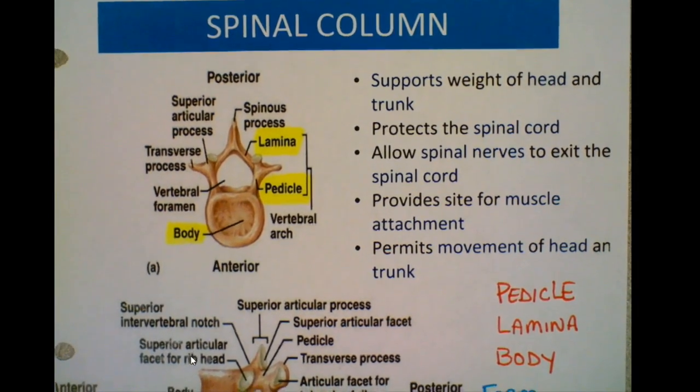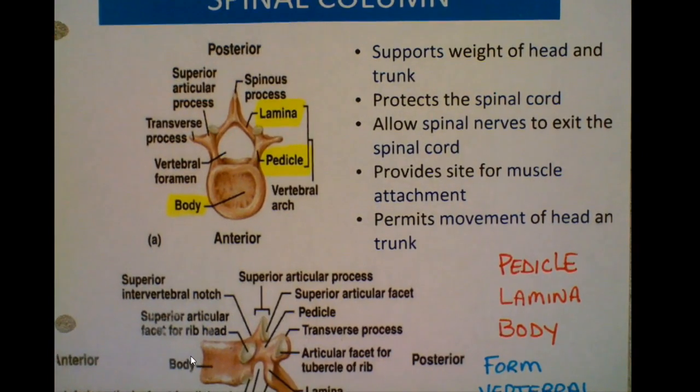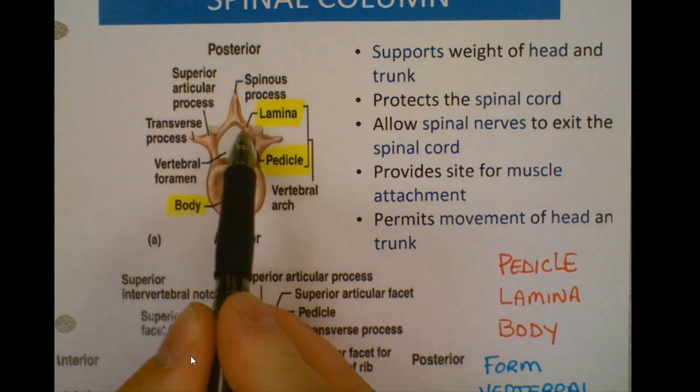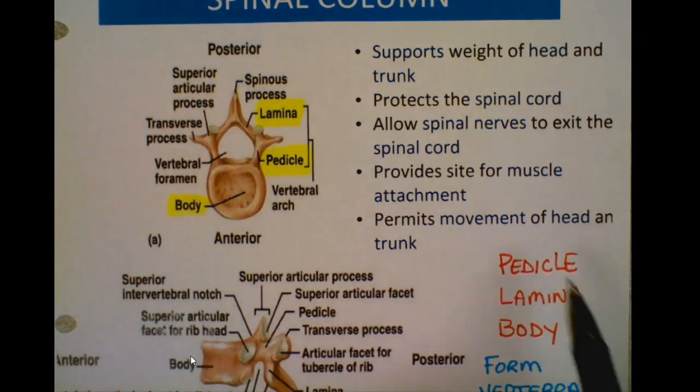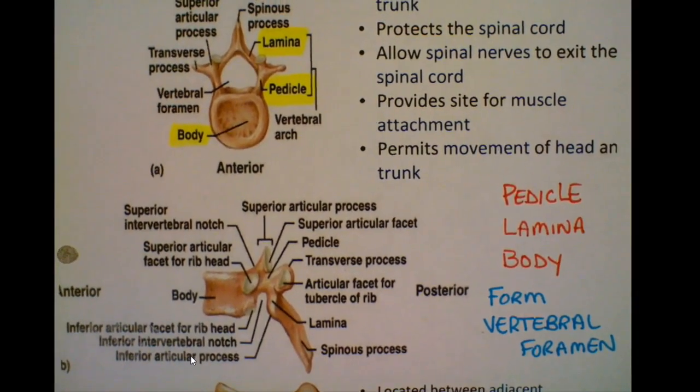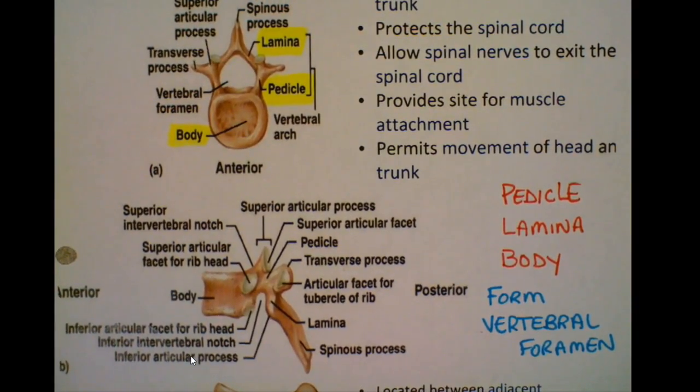So this bone structure of the pedicel and lamina is going to enclose our spinal cord. All right? And of course, if we look at the pedicel and lamina, it forms our vertebral foramen. So I just had that written there. Now, why is that important?